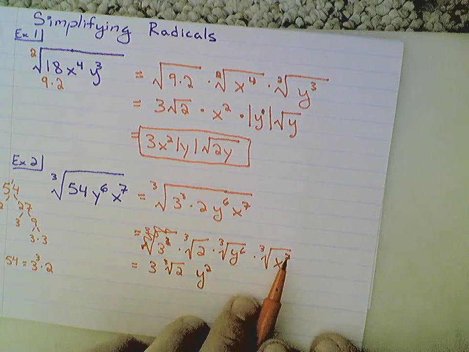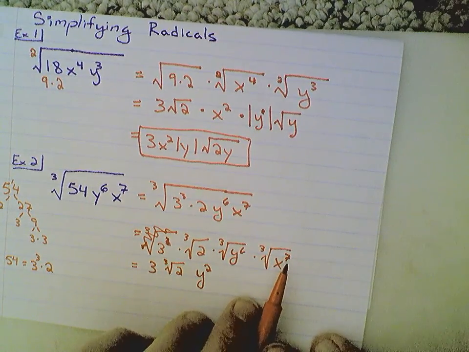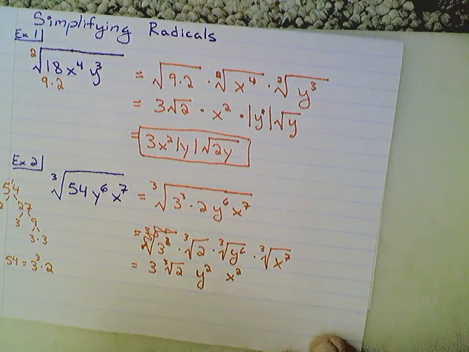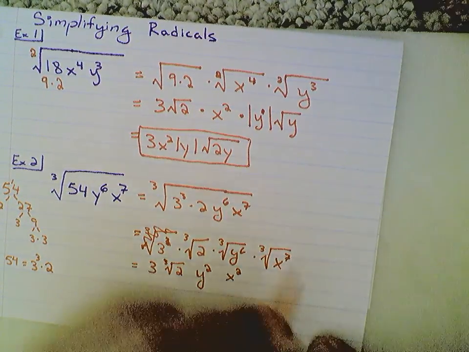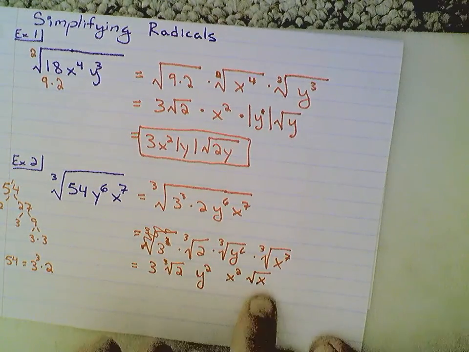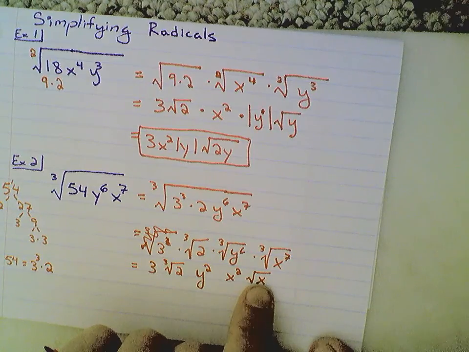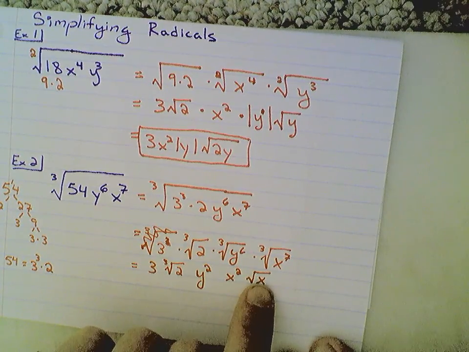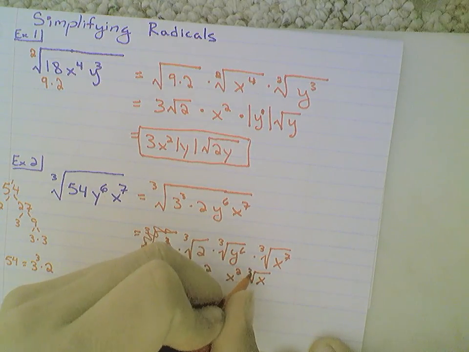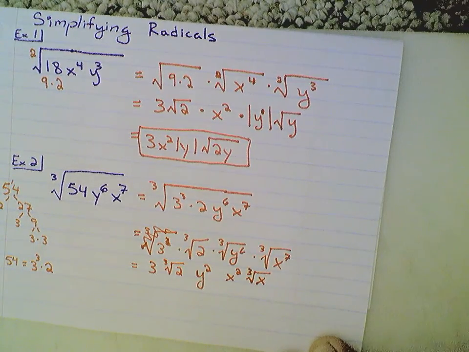And then lastly here, if I look at this last one, I have the cube root of x to the 7th. Well, 3 goes into 7 2 times, so an x squared comes out. But I'll have 1 remaining, so I need to leave 1 x remaining. Now this is important to remember, and this is something I forget a lot. When you leave this 1 x underneath, you need to also remember to keep your index sign. This should still be the cube root of x.